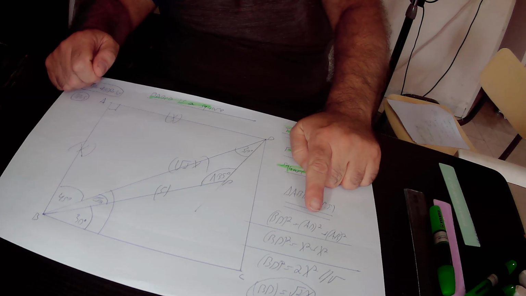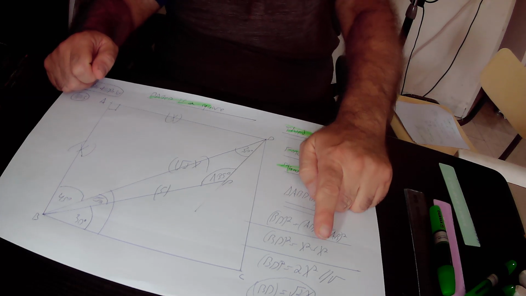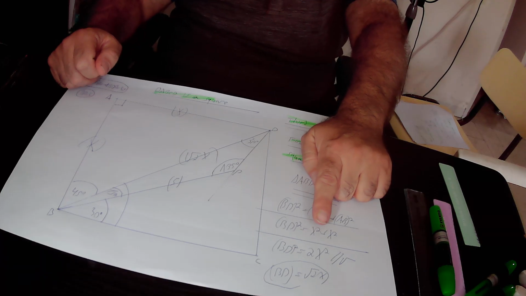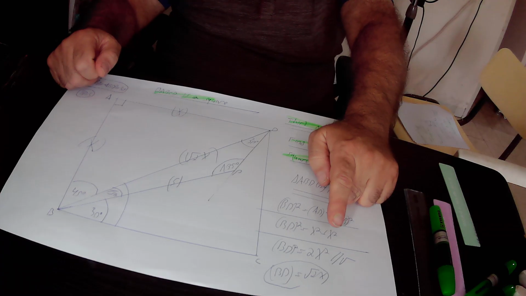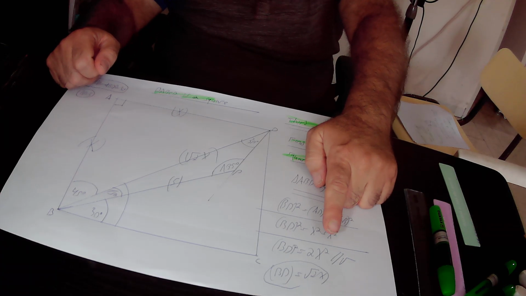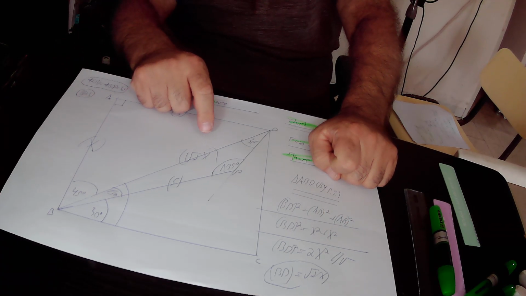So in total, DB squared equals x squared plus x squared, that is 2x squared. We take the square root of this equation and find that DB equals the square root of 2 times the square root of x squared. The square root of x squared is x, so in total, DB equals the square root of 2 times x units in its length.